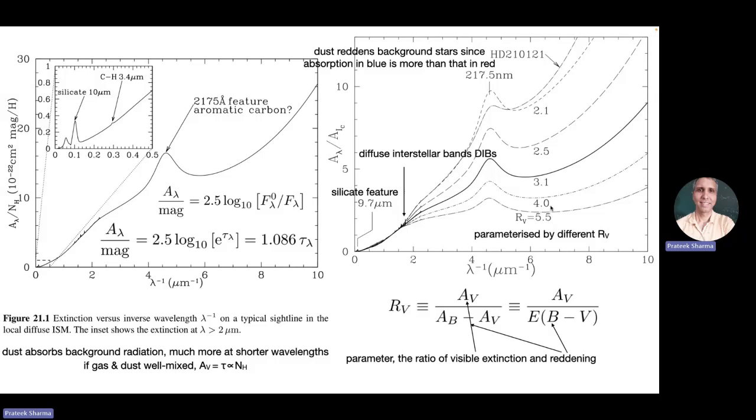In fact, I was reading Draine's book, and there are like 7 parameters that you can use to quantify dust absorption, dust extinction and reddening. But this is reasonably decent. For example, this dot-dash line, HD 210121, is extinction along the line of sight to this star. It does not quite match this 2.1 model, but it roughly is okay. Everything else apart from HD 210121 is a model.